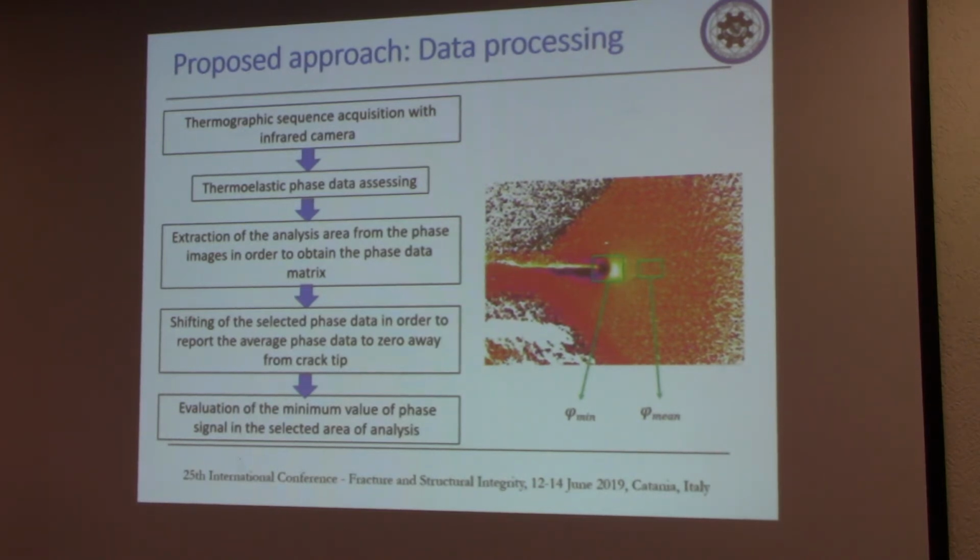Then shifting is necessary because the phase is a relative value. So with this step, we bring the phase to the zero value in order to measure the variation with respect to the zero reference. In this case, we consider an area away from the crack tip, take the mean value of the phase, and then subtract this value from the value of the analyzed area. Then in this area, we evaluate the minimum value of the phase.